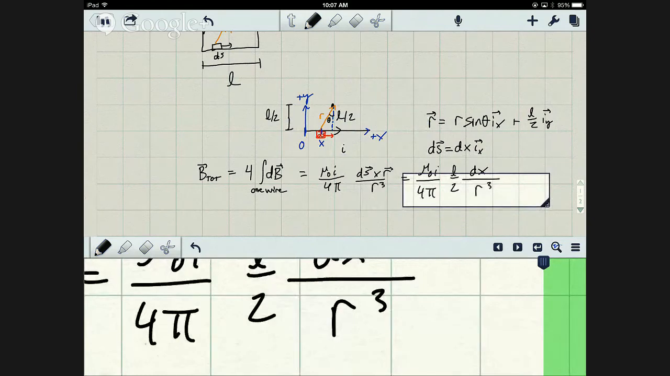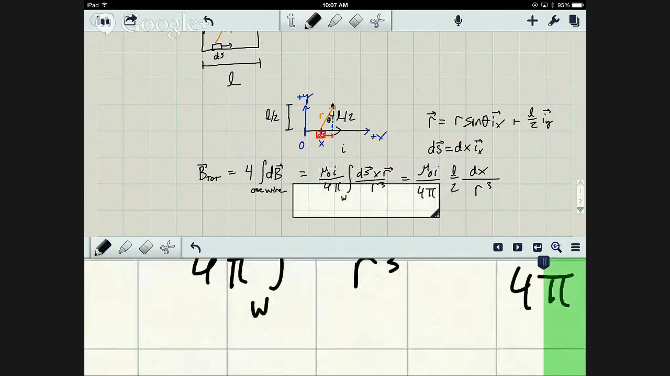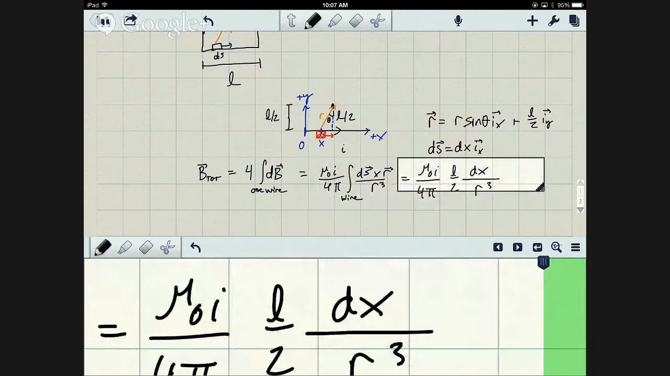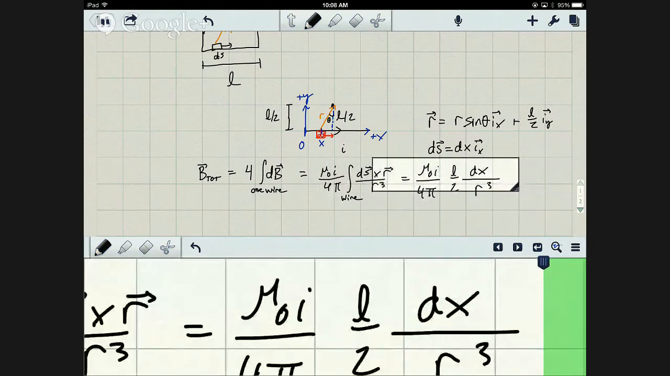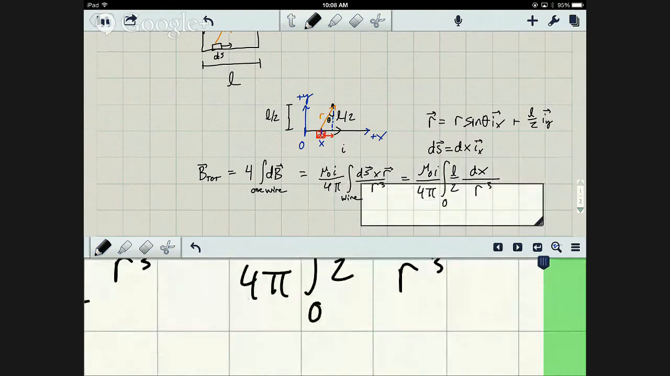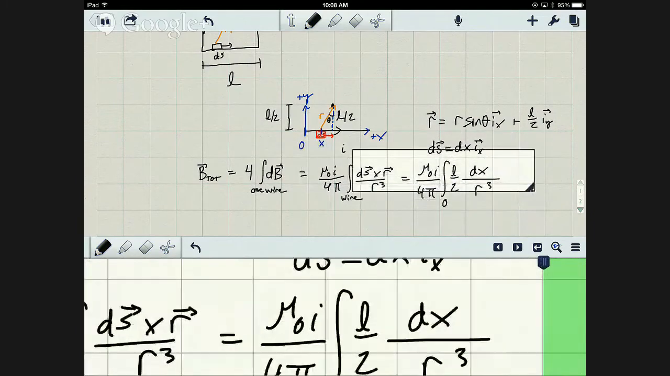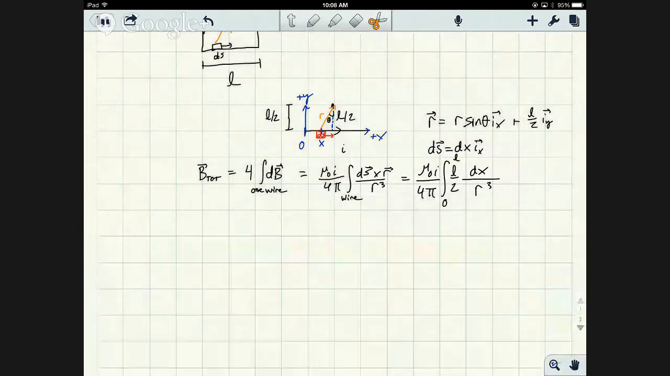Once again, if you have any questions, just let me know. But we do have to integrate, to be honest, over the wire here. So this is going to be an integral from x equal to 0 to x equal to the length of the wire, which is going to be L. It looks a bit messy, but there we go.